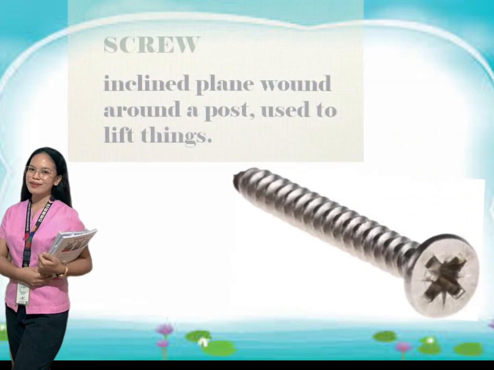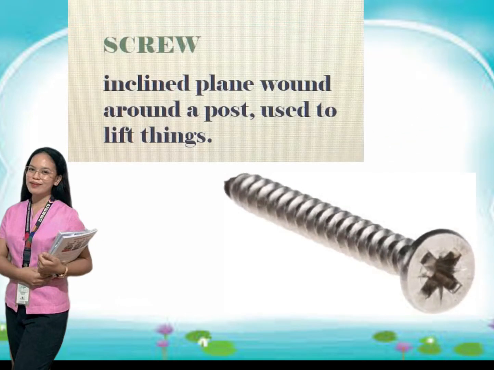So the last simple machine is what we call screw. It is an inclined plane wound around a post used to lift things. A screw is a nail-shaped or rod-shaped piece with a spiral groove and a slotted or recessed head designed to be inserted into material by rotating, as with a screwdriver, and used for fastening pieces of solid material together.